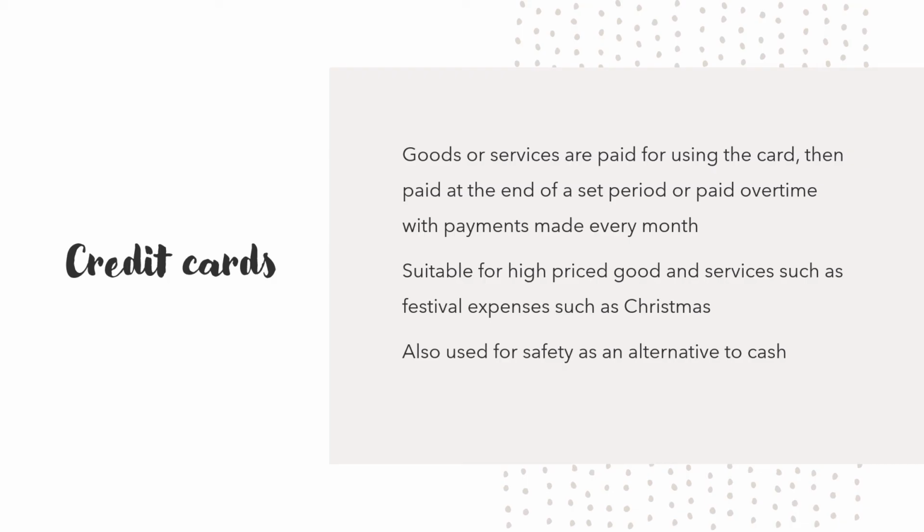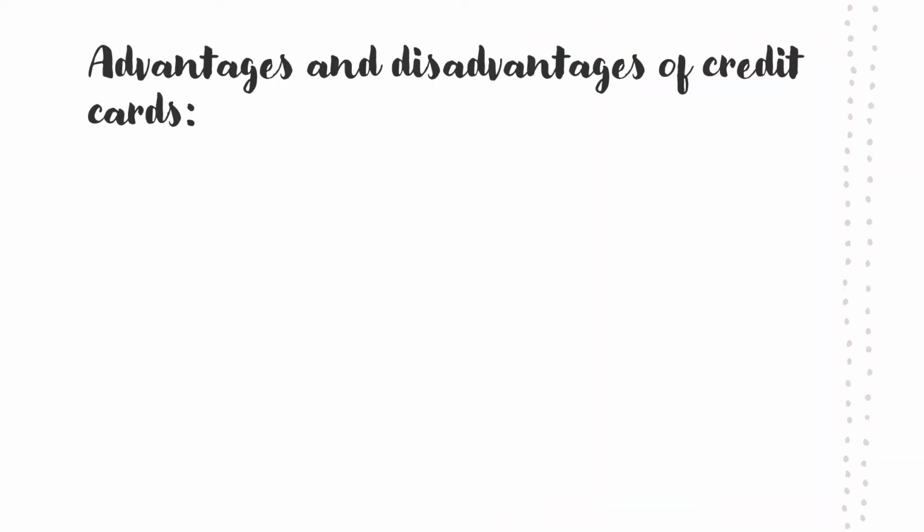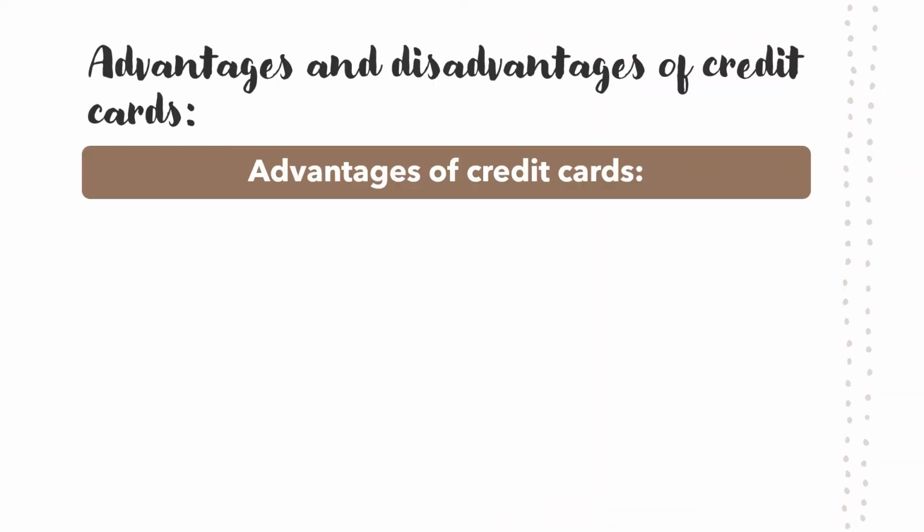What are credit cards? Credit cards are when goods or services are paid for using the card, then paid at the end of a set period or paid over time with payments that are made every month. So it's suitable for goods that are high priced and services. For example, if you're doing shopping for a festival such as Christmas. And it's also used for safety as an alternative method to using cash. What are the advantages and disadvantages of a credit card?